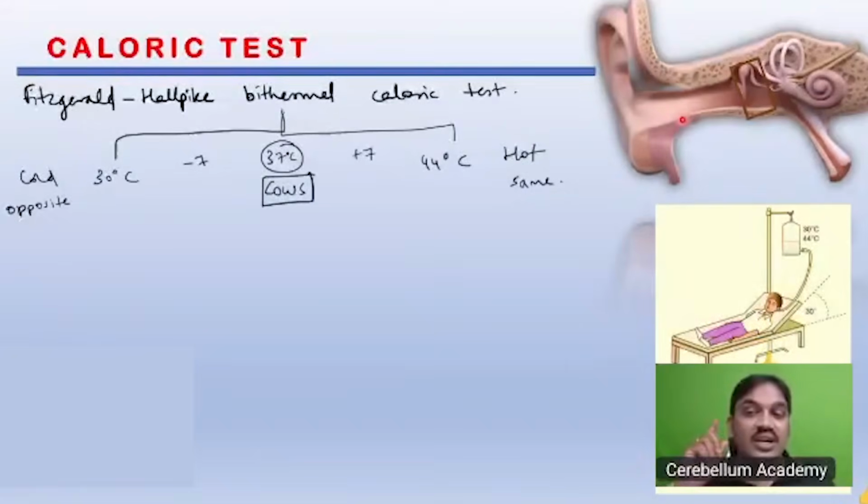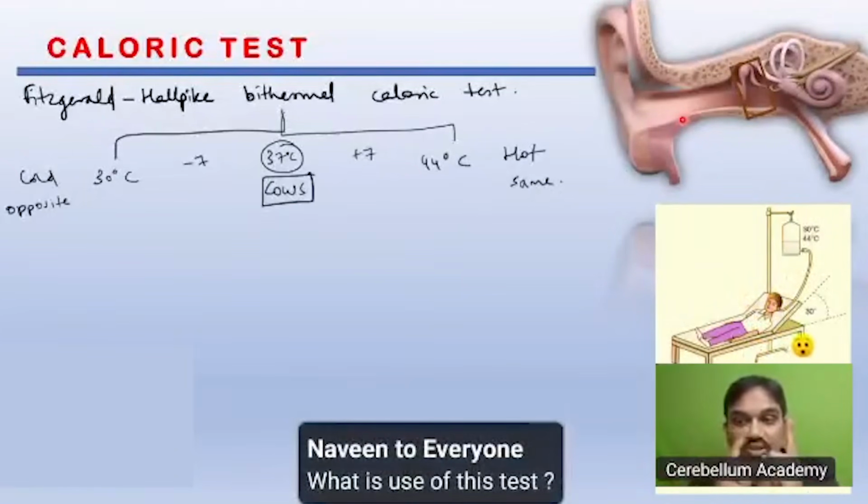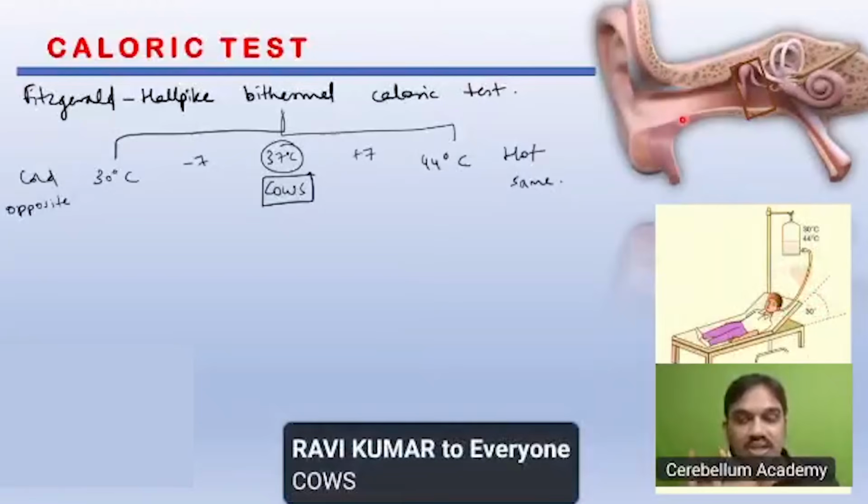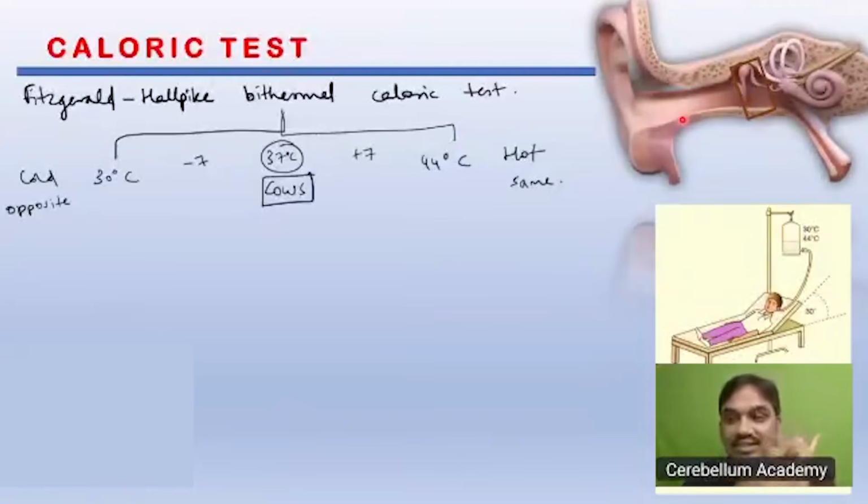So that's why, depending on the temperatures, the movements of the water are opposite, and you will be getting opposite, different side nystagmus. In the left ear, if I pour cold water, nystagmus will be towards the right side, opposite side. In the left ear, if I pour hot water, nystagmus will be towards the same side, left side. So remembering the mnemonic COWS is very important.